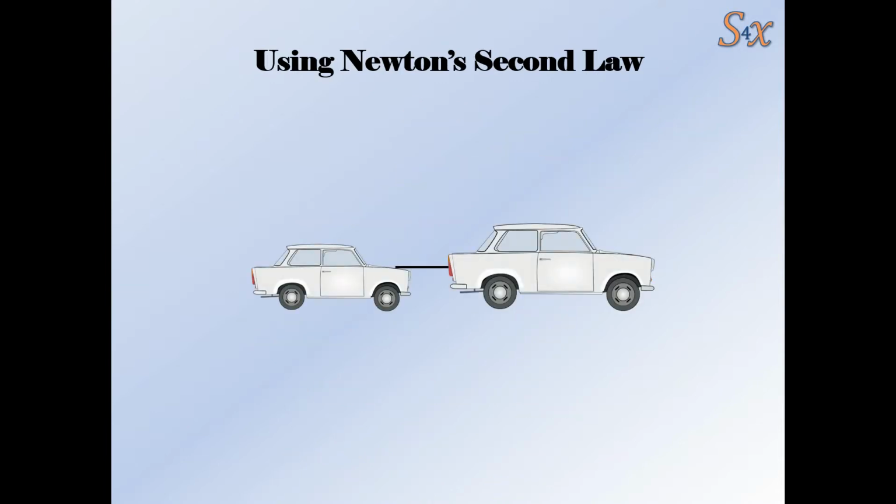Another example, a little bit more complicated one. This time we've got a car towing another car. So this is supposed to be like a tow bar or a tow rope. We've got a big car weighing 1,000 kilograms and a little car weighing 600 kilograms. And let's mark some forces on. Let's say the front car, which is towing the second car, is providing a force of 3,000 newtons from its engine.